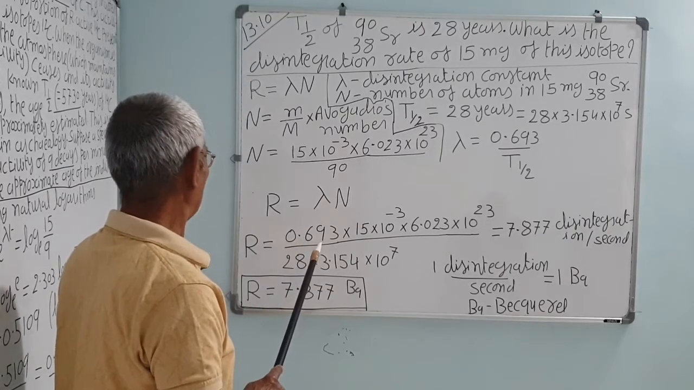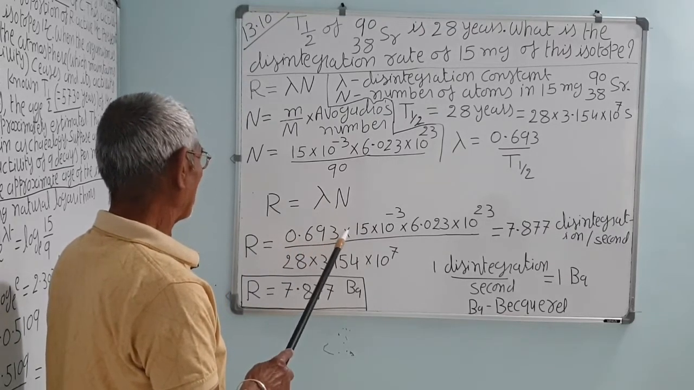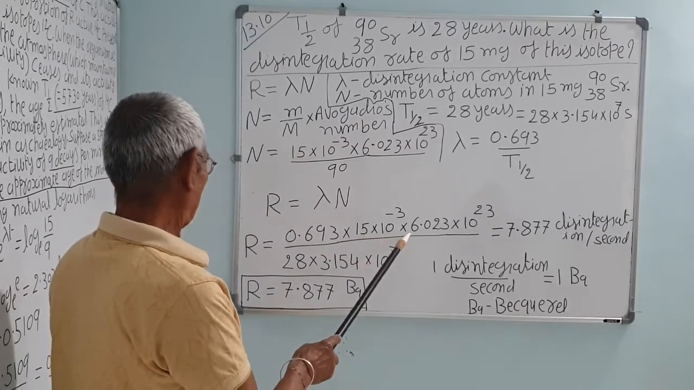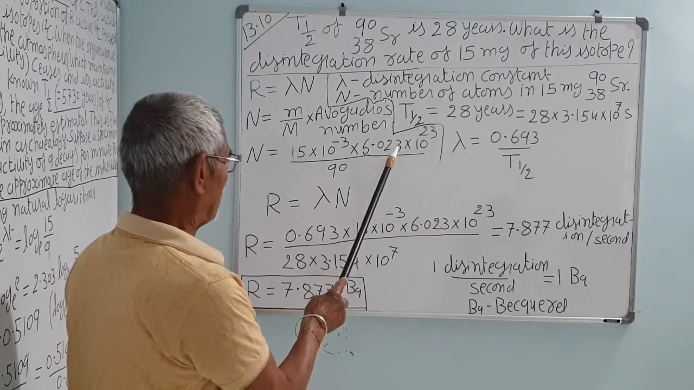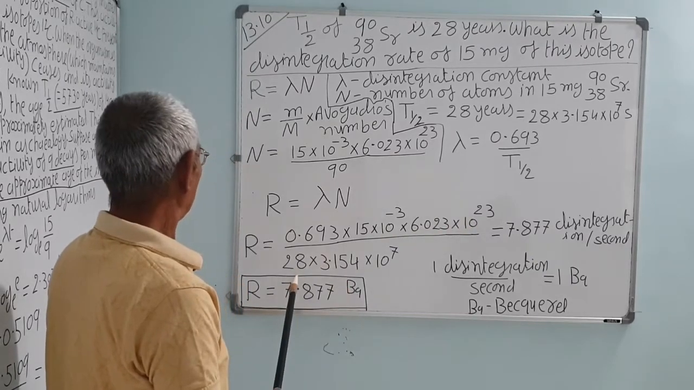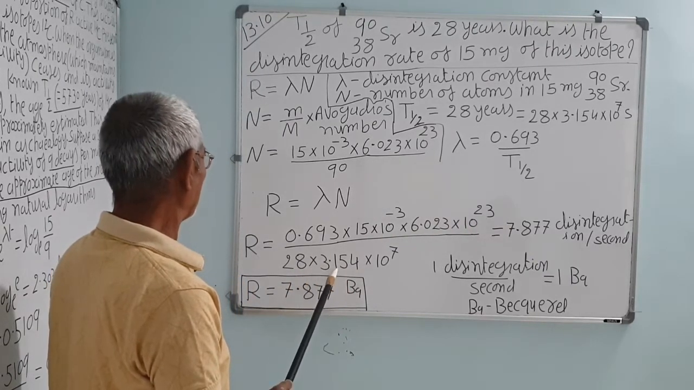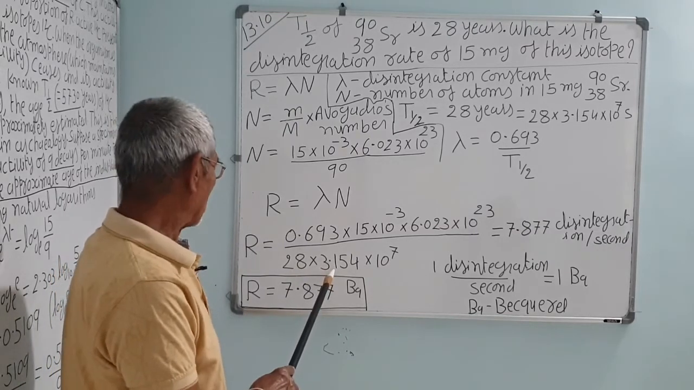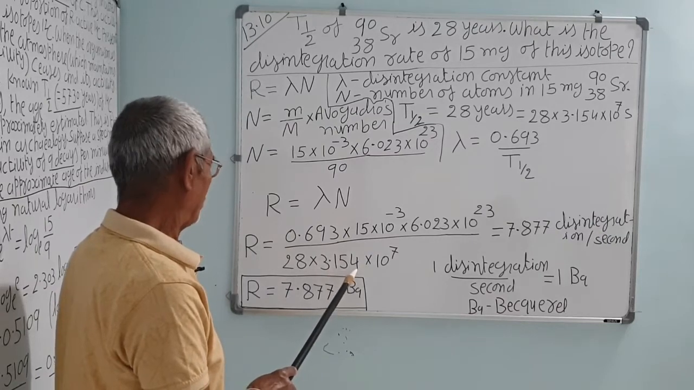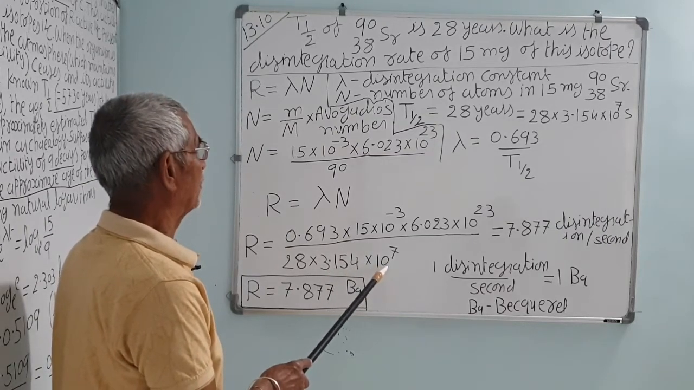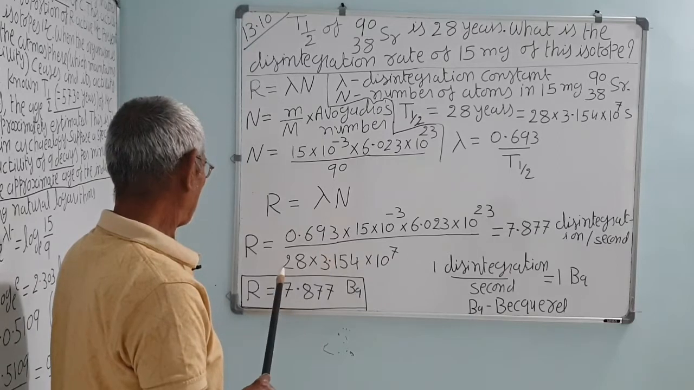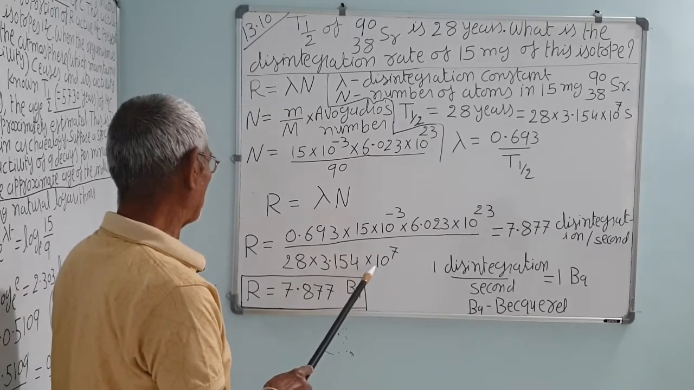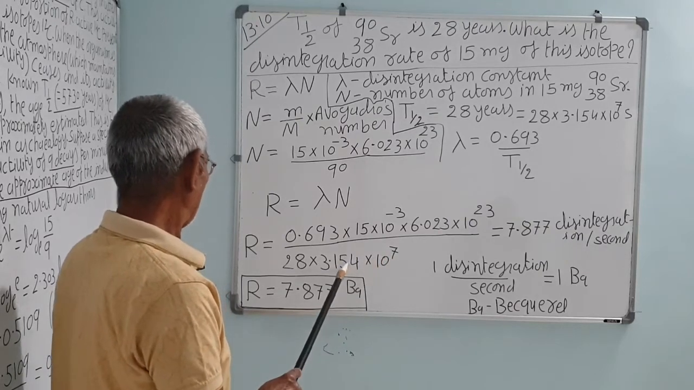So R is equal to 0.693 into 15 into this one into 6.023 this one upon 28 into, this is the seconds of the 28 years. Seconds of a year is 3.154 into 10 raised to 7, correct. So, of 28 years multiplied by 28, so 28 into 3.154 into 10 raised to 7, correct.